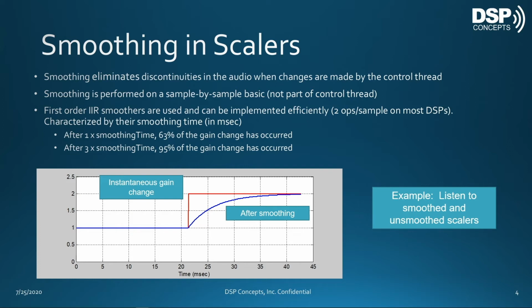So here it shows an instantaneous gain change. I changed the gain from 1 to 2. And after the smoothing, we get a slowly ramping, first-order exponential ramp until the desired target gain. Since we're using first-order smoothing, after one smoothing time has elapsed, we get 63% of the gain change. And after 3 smoothing times, we have 95% of the gain change. Let's go ahead and listen to what the smoothing sounds like in practice.